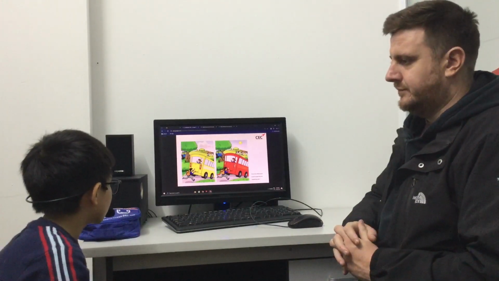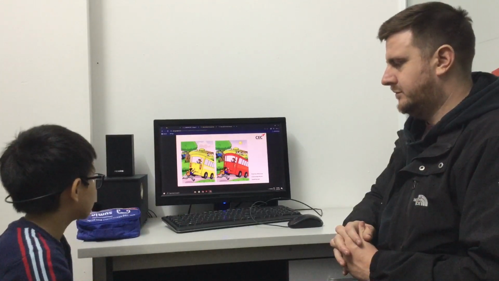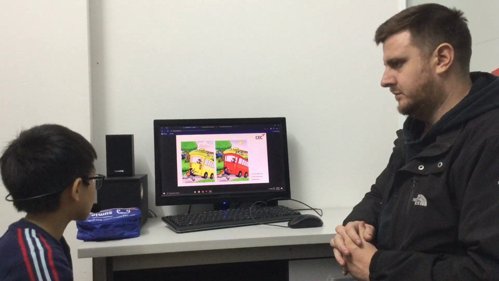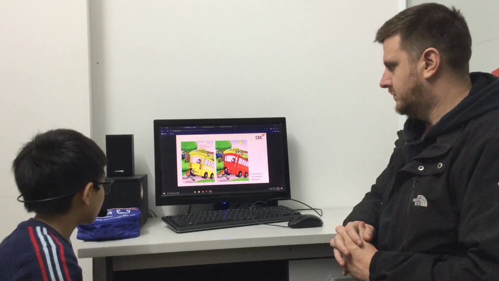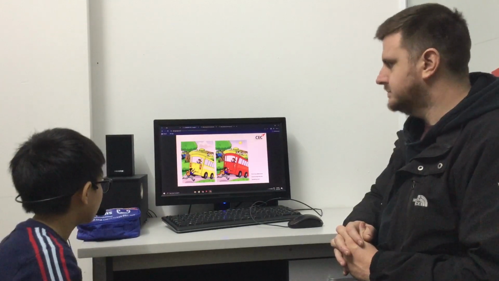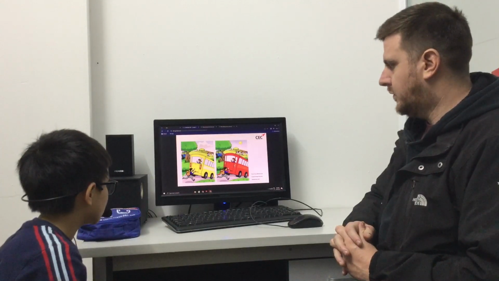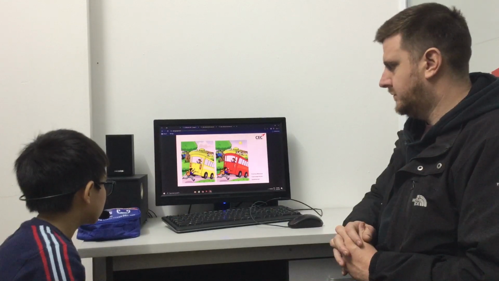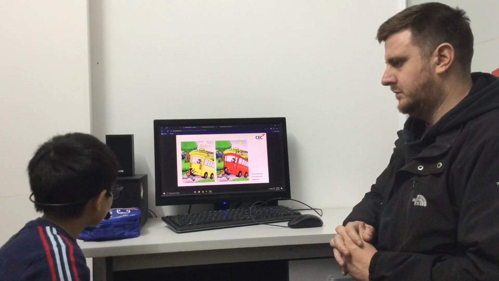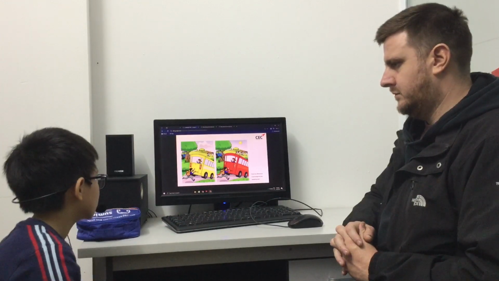In picture one, the weather is cloudy. In picture two, the weather is sunny. Good. In picture one, there are two cows. In picture two, there are three cows. Very good. One more. In picture one, the bus is yellow. In picture two, the bus is red.